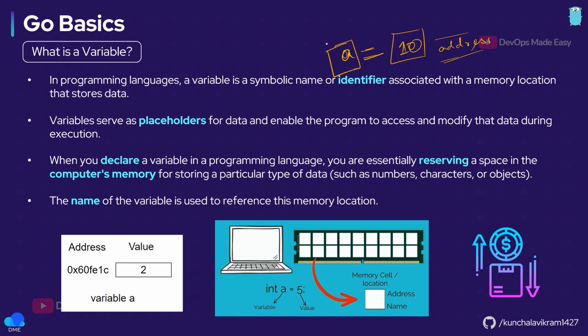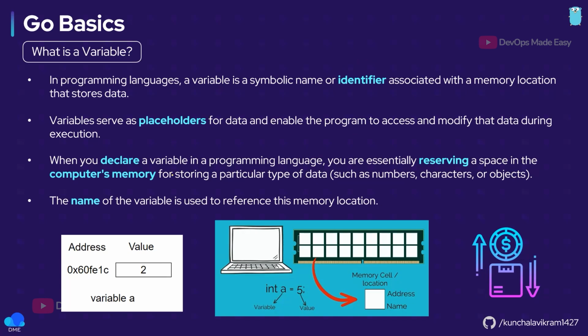And the reason why this a is called a variable is because this data can be modified. You can just change the data from 10 to 11, or you can just make it 0, which means it doesn't hold any constant data. Your program can freely modify the data of that particular variable. That's the reason why it is called a variable.